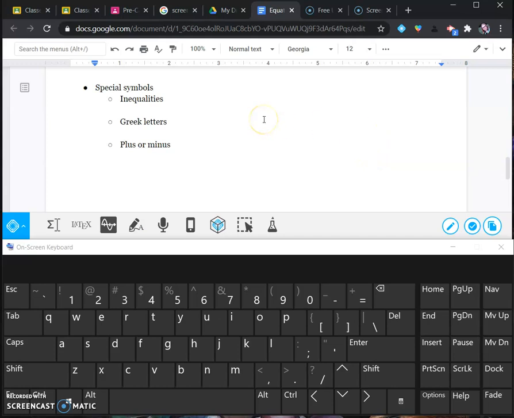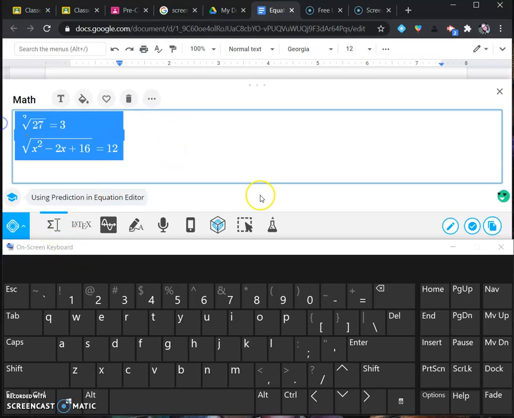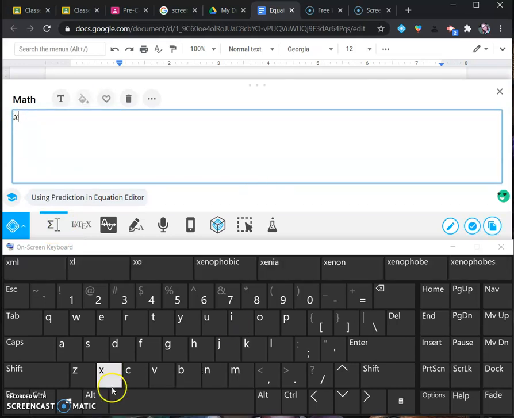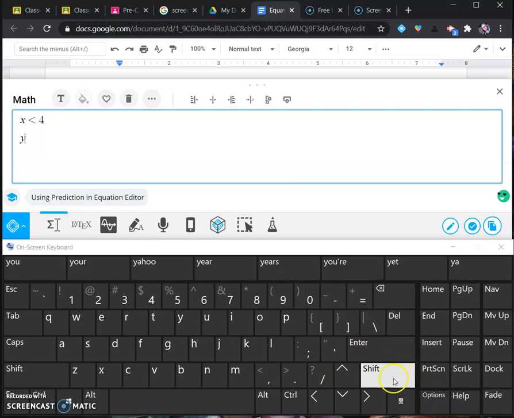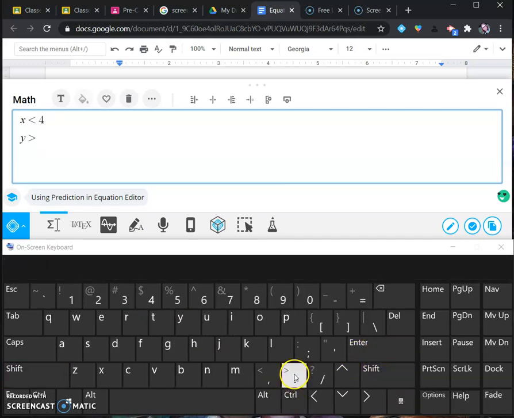Now, the last types of things that you may want to type are some special symbols, such as inequalities, Greek letters, and the plus or minus sign. So for inequalities, the strict inequalities are easy. If you want to do x is less than 4, you can use the symbols that are right down here on your computer keyboard. Shift, comma, x is less than 4. We could do y is greater than 5. Just use shift period, that greater than sign, and 5.